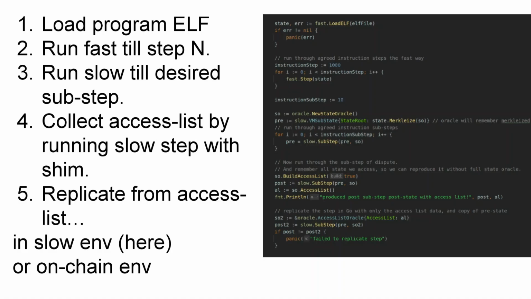You just do one instruction, and every witness that you collect, you memorize to use again when you run the on-chain version. So this is the data that you have to supply, like an access list, to the on-chain execution. So this is what the full thing would look like. Load ELF, run fast, run slow, create access lists, and then run the on-chain thing. But it's still readable. It's like a single file to run it end to end.